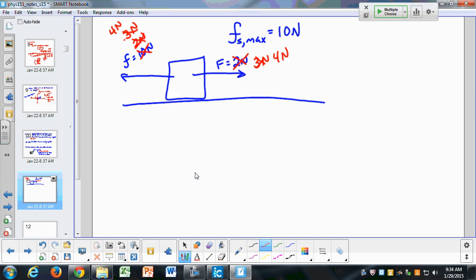Y'all follow what I mean? The frictional force is a moving value, and it depends. It has a maximum, which is equal to that coefficient times the normal force. And once you exceed that maximum, your static friction is no longer relevant. You move into the realm of kinetic friction.